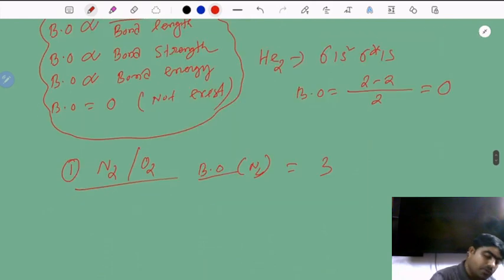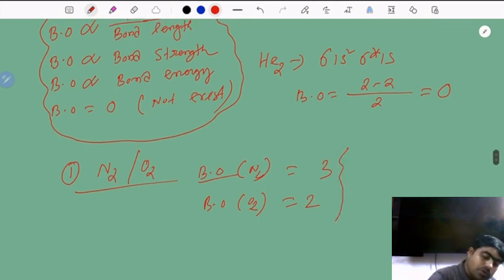If you go for the bond order of O2, we get 2. So more bond order means more strength. Bond order maximum means bond strength is maximum. So we can tell that N2 is stronger than O2. This is one type of question.